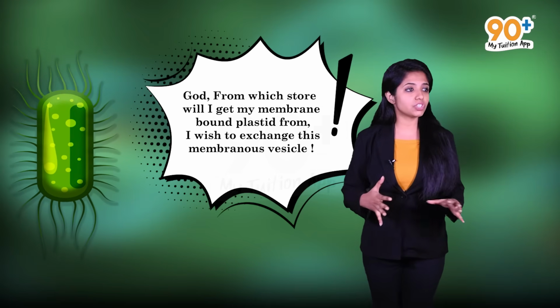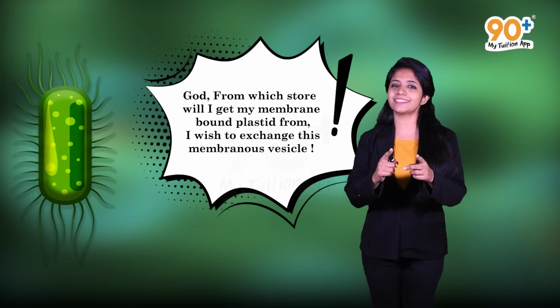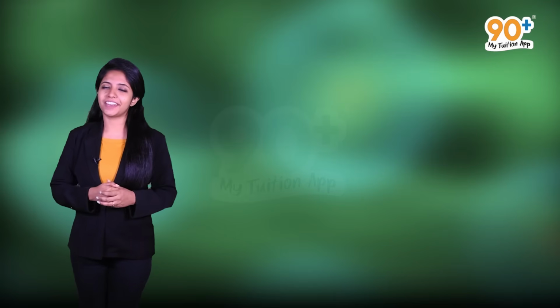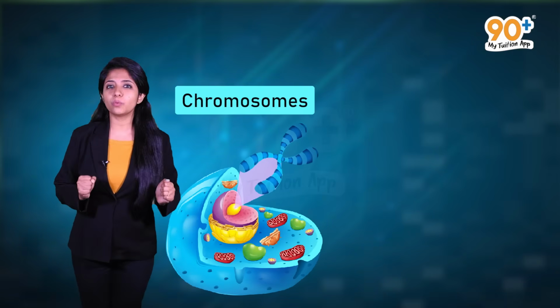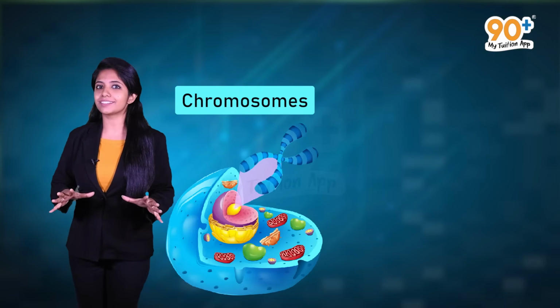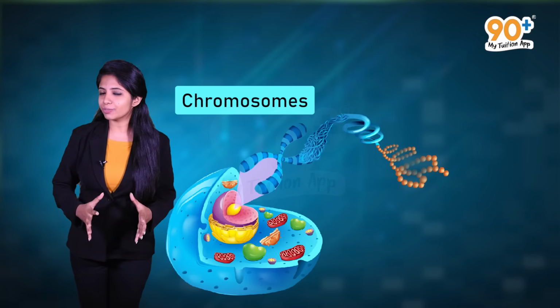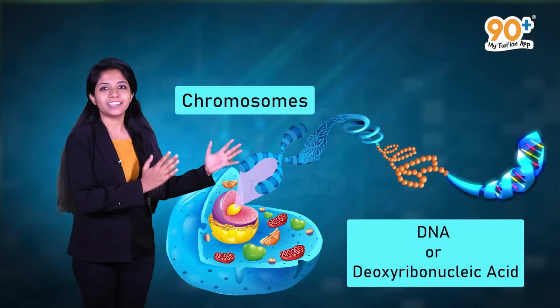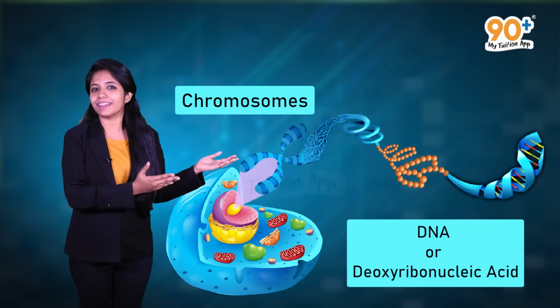And as we have finished this, let's move on to the nucleus again. So, apart from the nuclear membrane, the nucleus contains another very important thing. Can you guess? Fine, I'll tell you. Have you heard about chromosomes? Well, they are the ones which carry information regarding all the characters from the parents to the offsprings in the form of DNA or deoxyribonucleic acid.